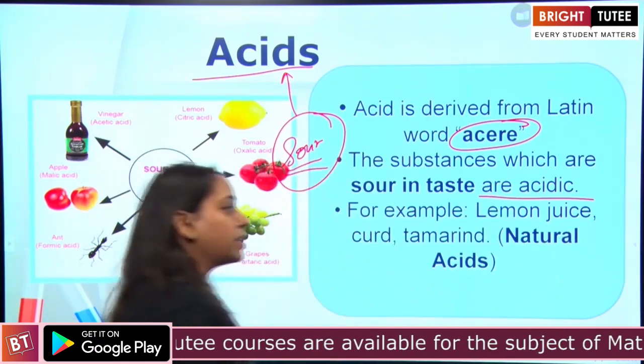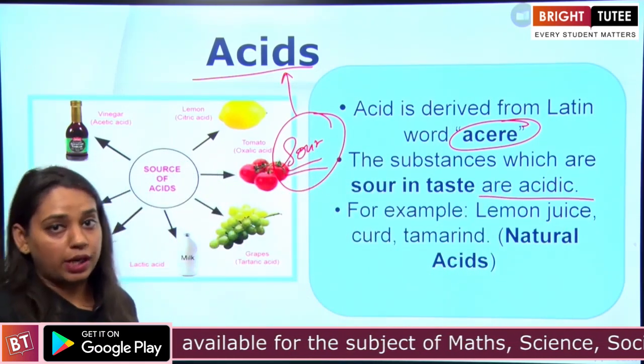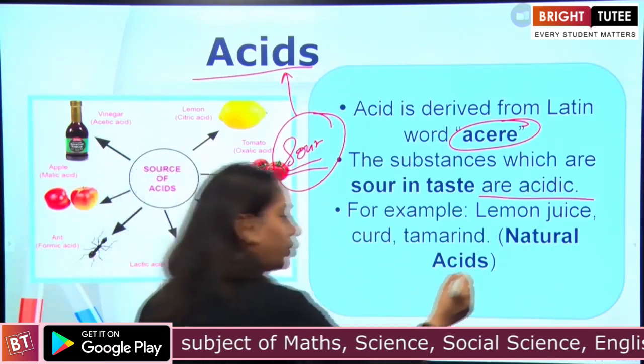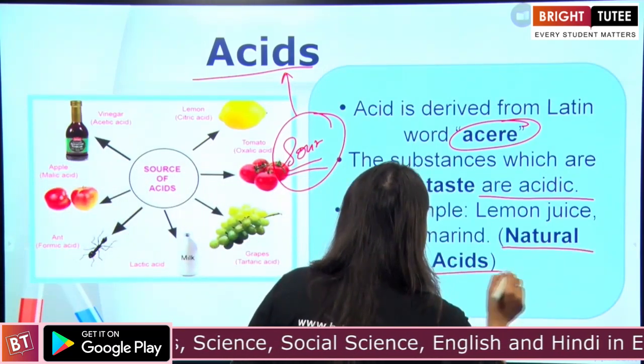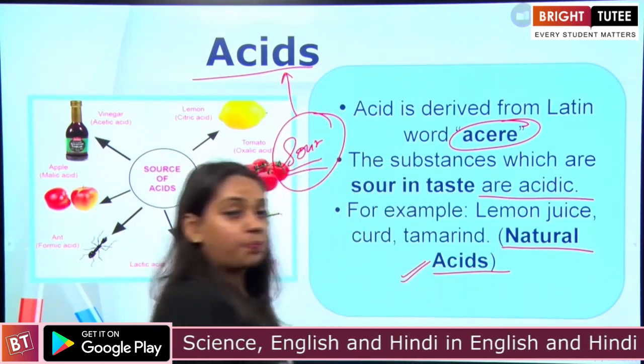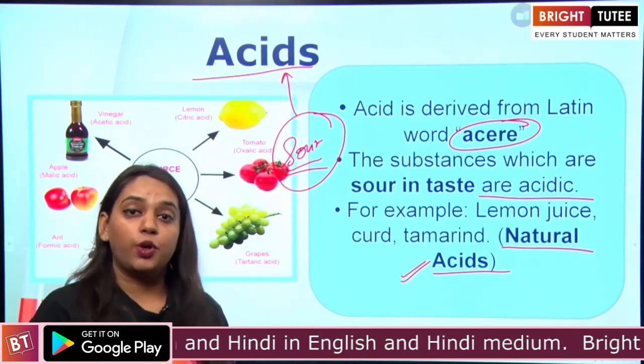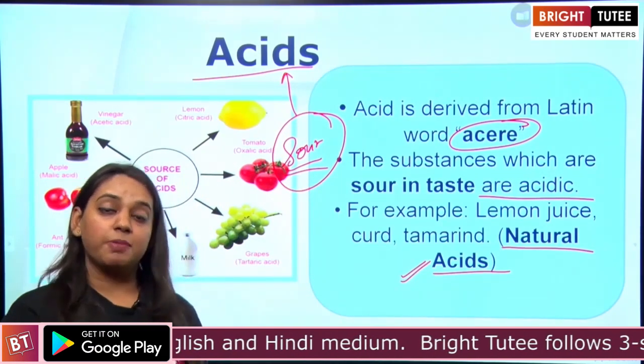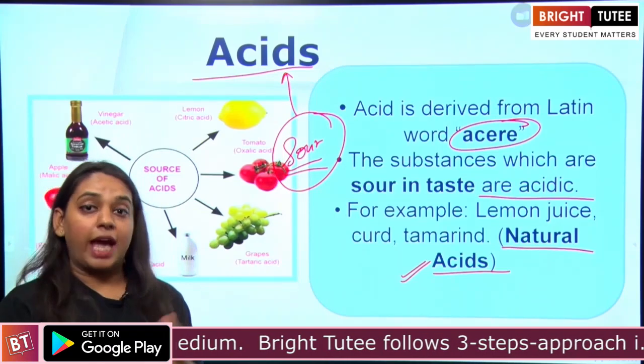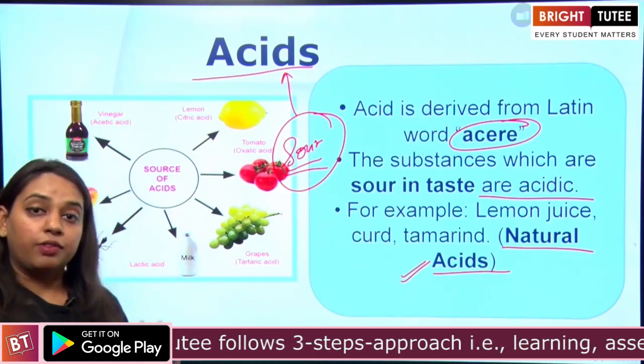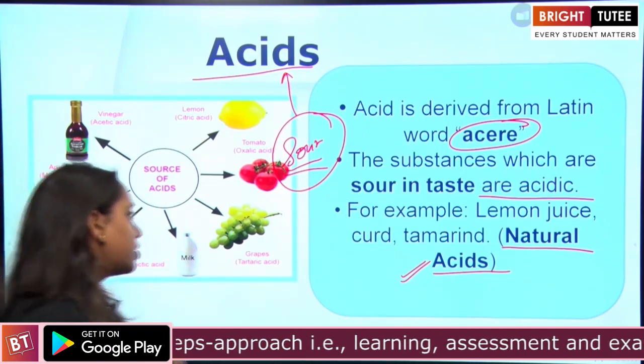And what are the examples? Examples are lemon juice, curd, etc. And they are known to have natural acids. Okay children? So, but you should never taste anything on your own from the laboratories. Why? Because again they can be corrosive in nature. Then we have some natural substances over here.